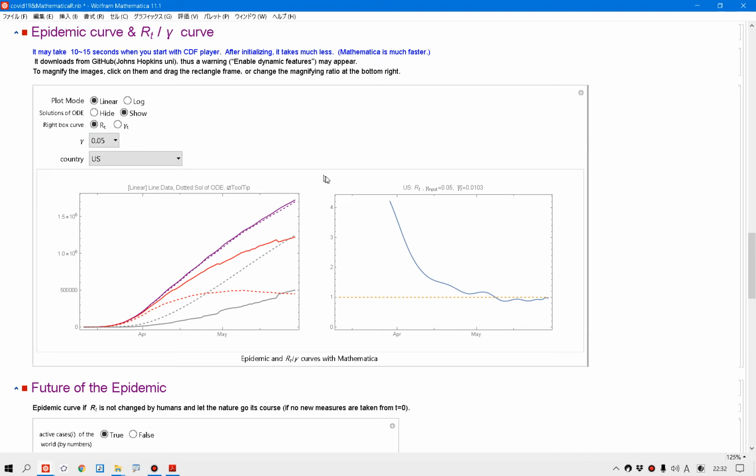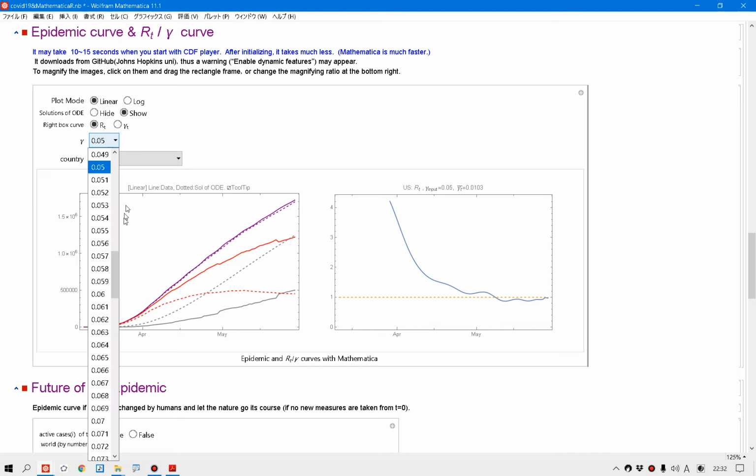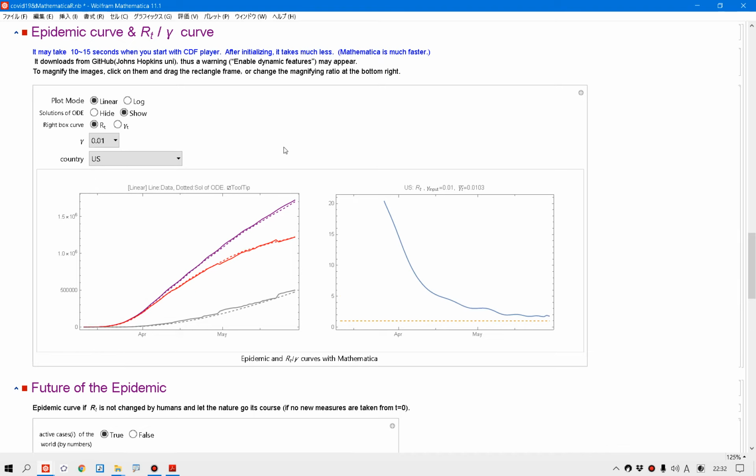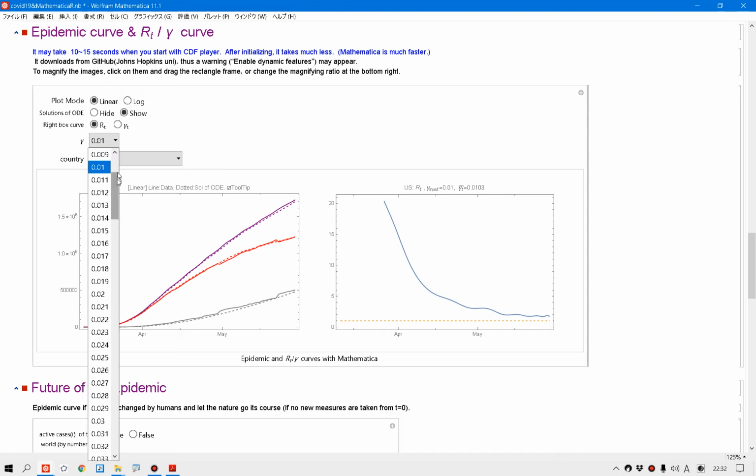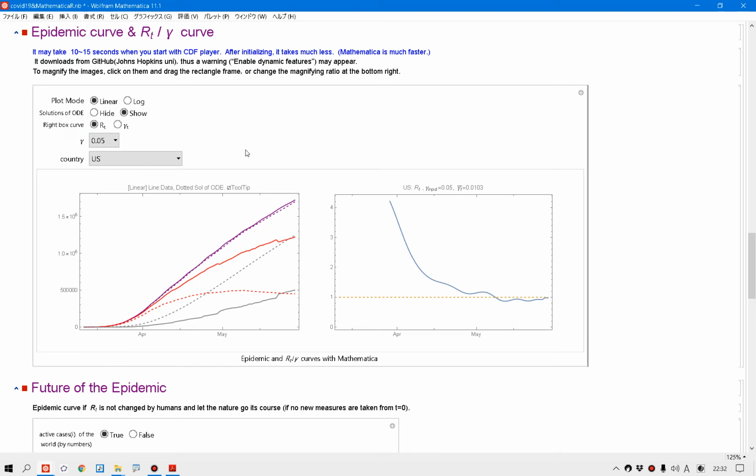If I set the gamma to 0.01, those three curves coincide. But I said that I don't think it's a real curve. I would like to assume that the gamma is 0.05 for the United States.